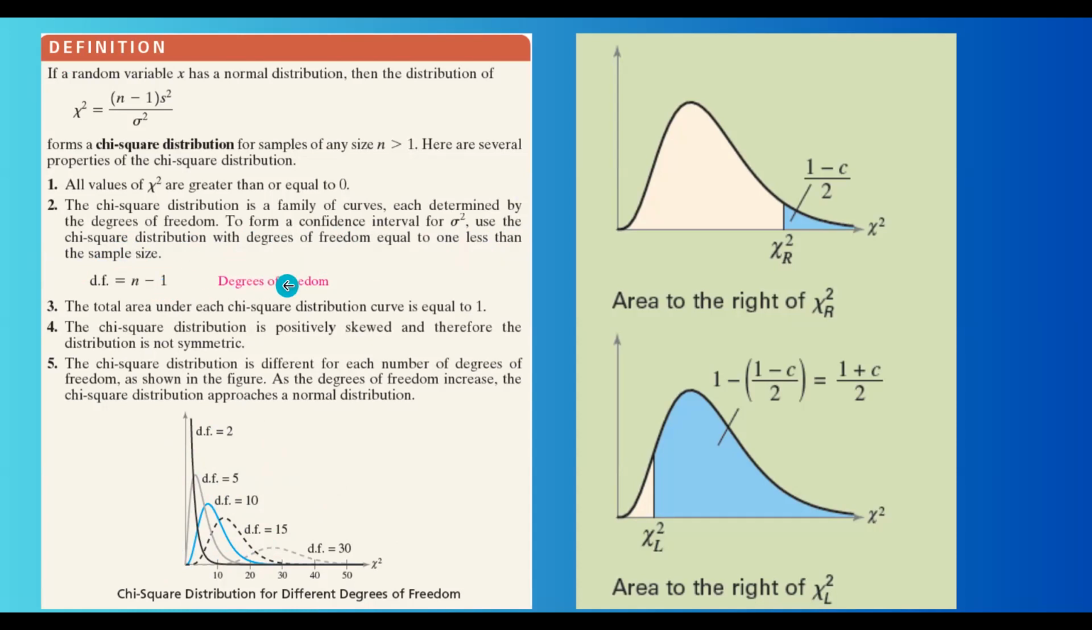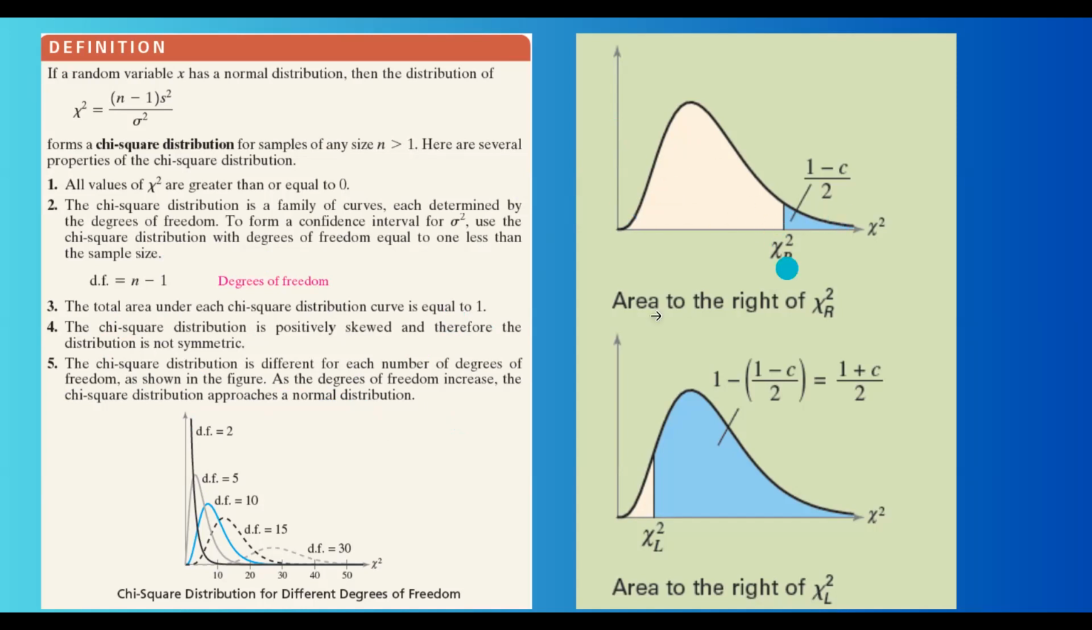The total area below the chi-square distribution is always 100% or 1. The chi-square distribution is positively skewed to the right-hand side. The chi-square distribution is different for each number of degrees of freedom. As the degrees of freedom increase, the chi-square distribution approaches a normal distribution. That's why we like large sample sizes.